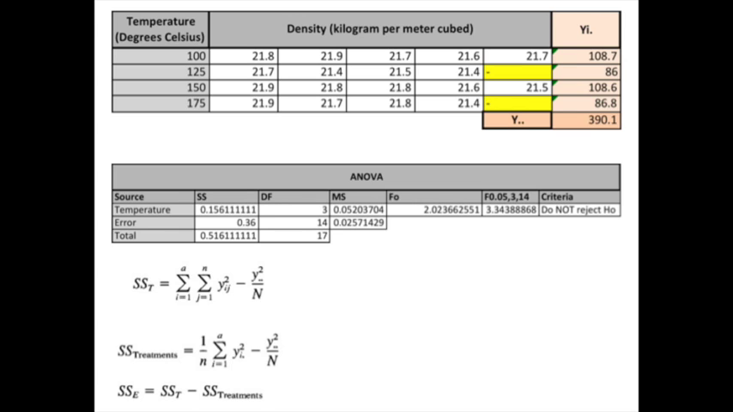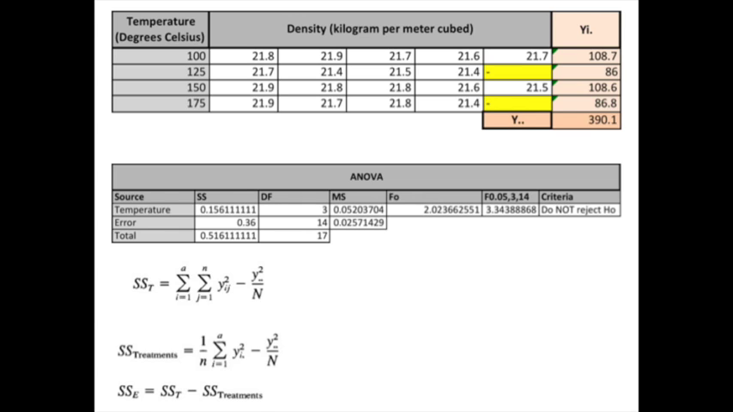Now we will get the F initial, the F test. To do this, we must use the quotient, not the difference, of 0.052 divided by 0.0257, which is the quotient of the mean of squares of the temperature over the mean of squares of the error.